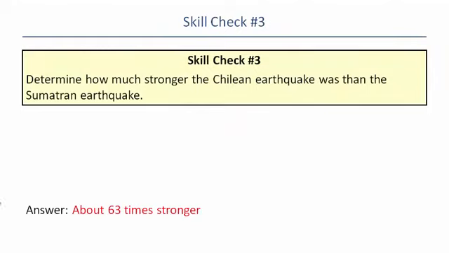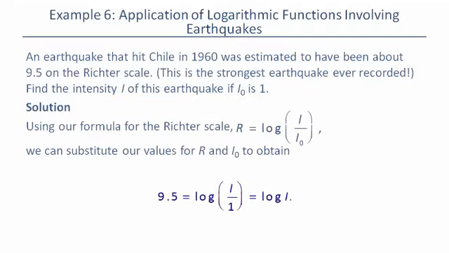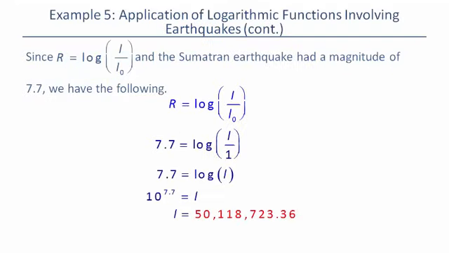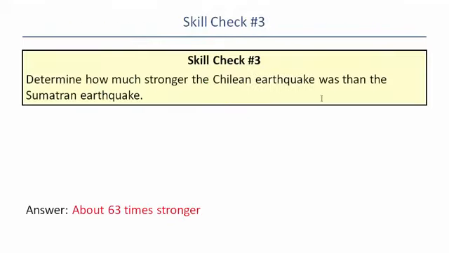Now, how about if we wanted to figure out how much stronger the Chilean earthquake was than the Sumatran one? So we had one that was 9.5 and another one that was 7.7. So how could we figure that out? How do we get the answer? Well, you'll recall that the Chilean earthquake was a 9.5, which meant its intensity was 10 to the 9.5, and that gave you that big, huge number.